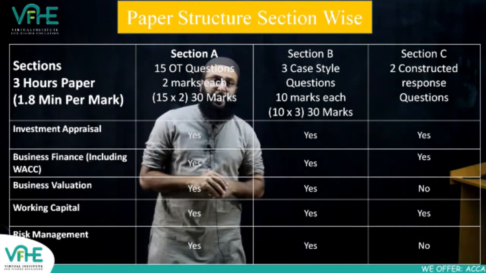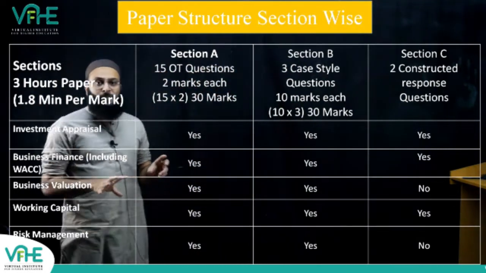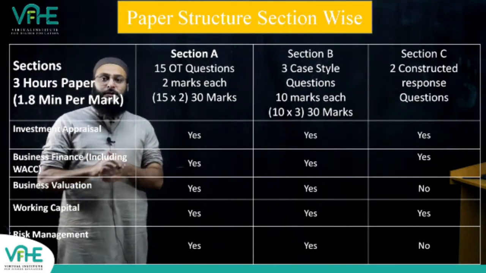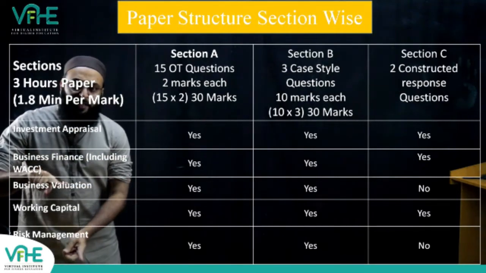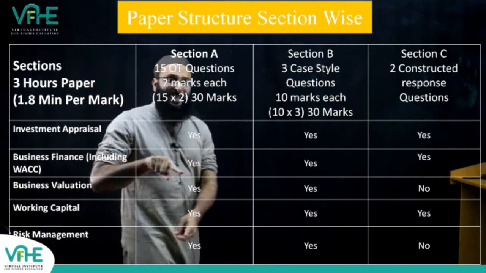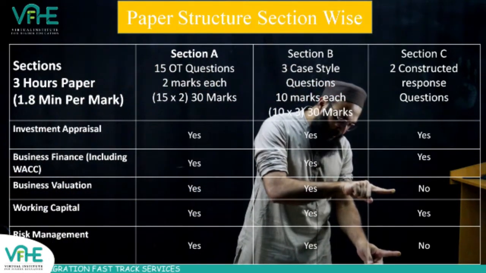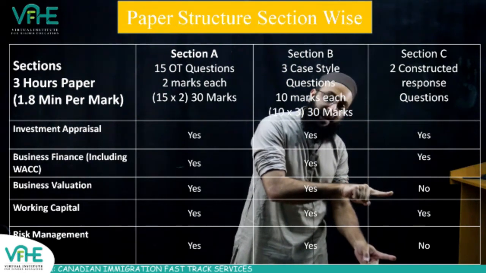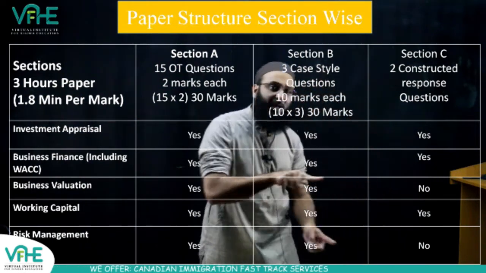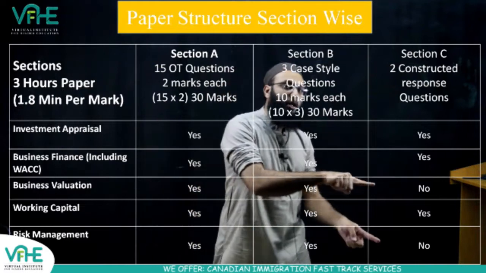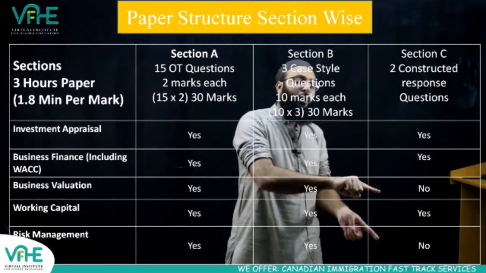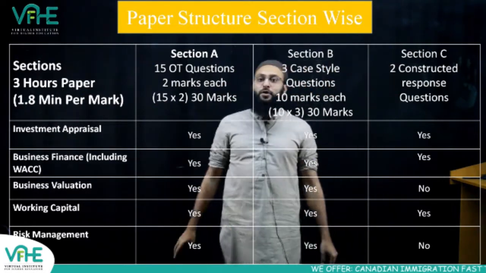Now you can see just two quick observations. Business valuation and risk management will not be tested in Section C. These are the two exceptions. They will only be tested in Sections A and B. So for the constructive response questions, we will not be focusing on valuation and risk management.